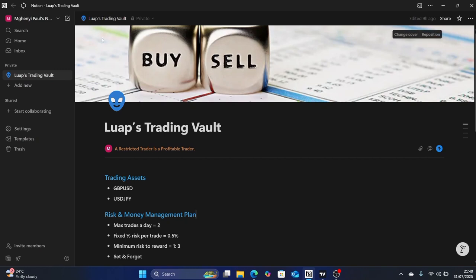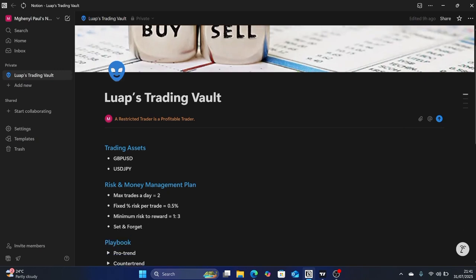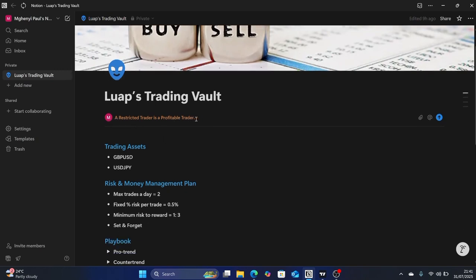So you can clearly see this is a duplicate of my vault. I have named it Luap's Trading Vault. You can name it Trading Workspace, Trading Studio, or any name of your choice, and of course you'll replace this one here with your name. The cover, the icon, and all of that is upon your taste. Then obviously the comment, you can place it or not.